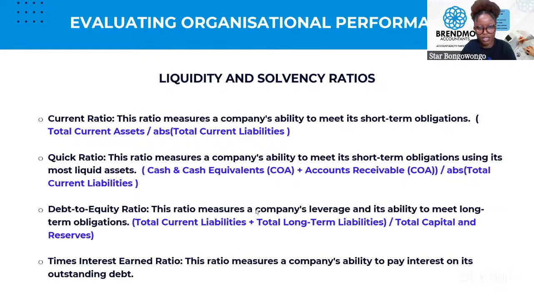This ratio measures a company's leverage and also its ability to meet long-term obligations. So we are now done with the short-term obligations. In terms of the debt to equity ratio, you calculate it by taking your total current liabilities, plus your total long-term liabilities, and then you divide that by total capital plus the reserves in the entity. So what that would show you is how much current liabilities do we have, and would we ever be able to pay for our total long-term liabilities?